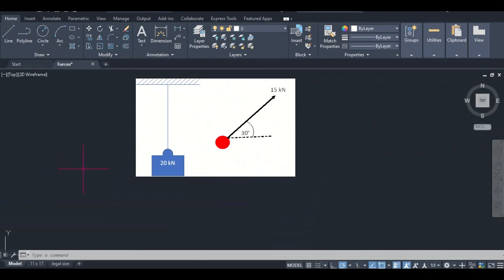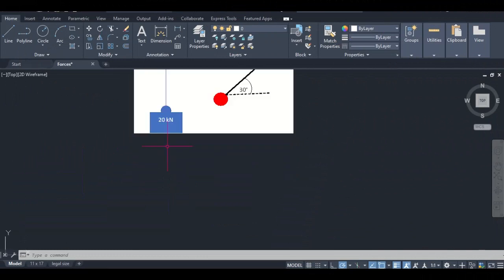Okay, so I've pasted the question in AutoCAD, and now we're going to get right into representing these forces as a vector line. So we're going to start with this one. So we have 20 kilonewtons, and I'm going to get line, and I'm going to use a scale of 1 to 1.